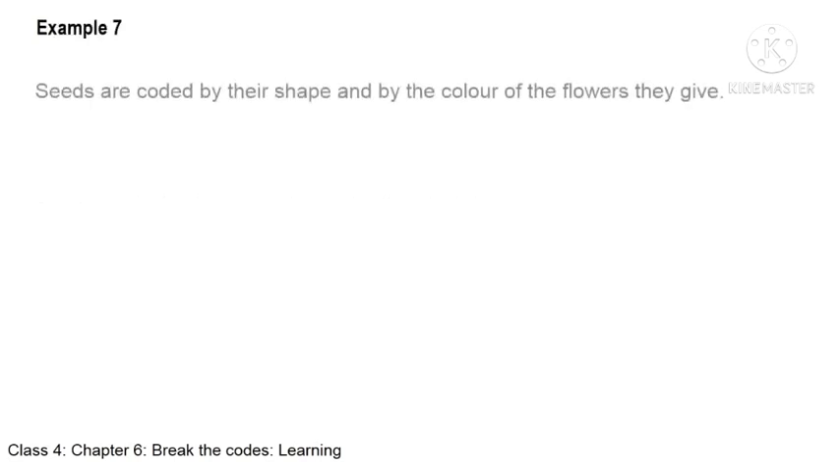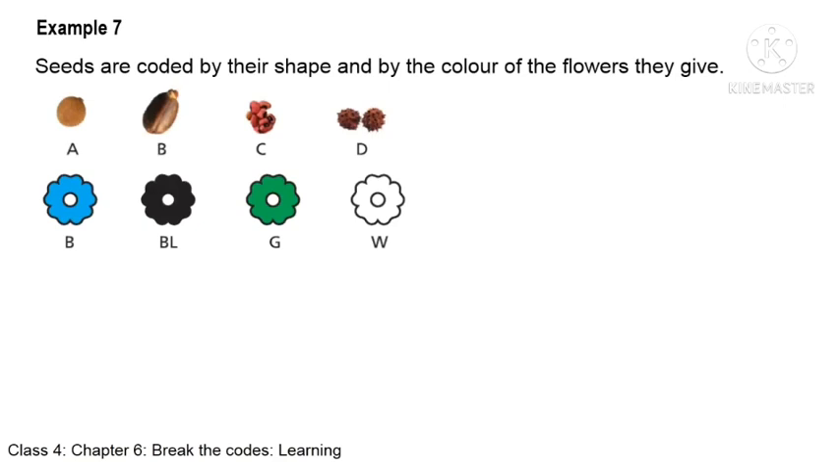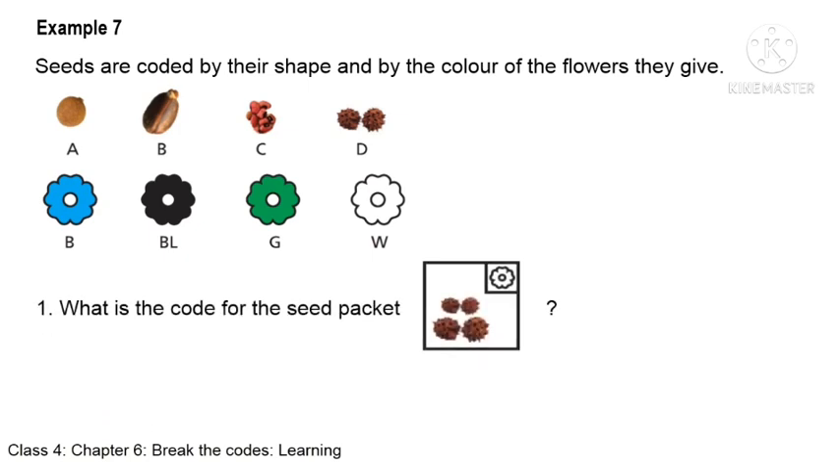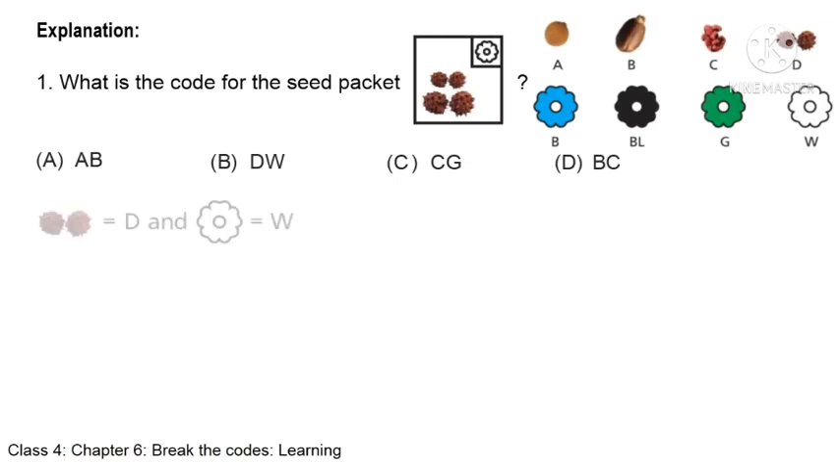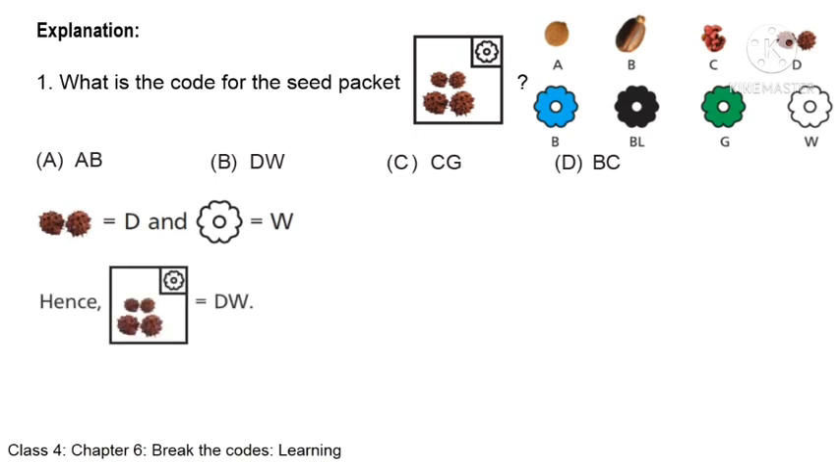In this example, seeds are coded by their shape and by the color of the flowers they give. What is the code for the seed packet? Is it option A, B, C, or D? Seeds equal to D and flower equals to W. So the correct answer is option B.